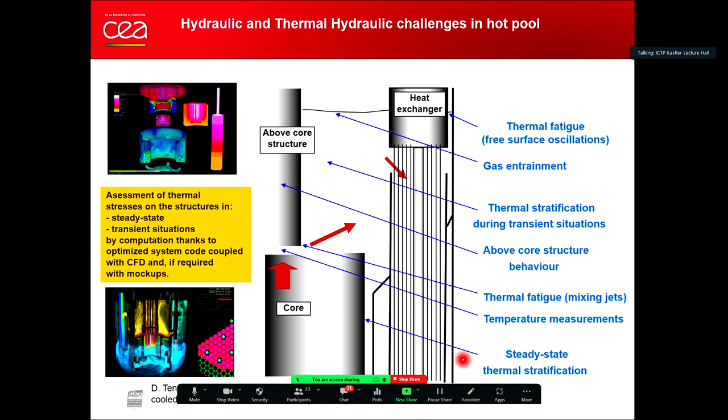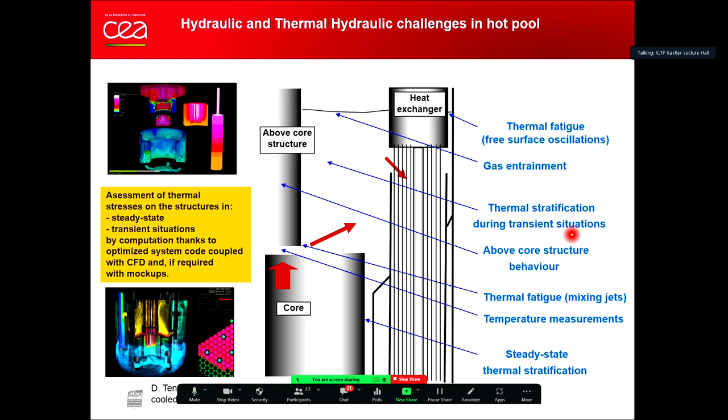Here there's just a view on the reactor. Here you have the core. Above, you have what we call the above core structure, and the heat exchanger. At this end, we have the so-called redan. The redan separates the hot plenum from the cold plenum. And here you have a list of items which can impact the mechanical behavior of the walls or the structures.